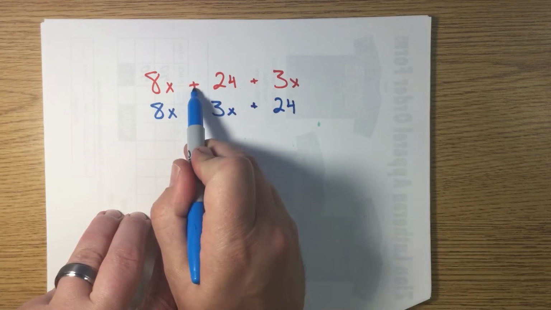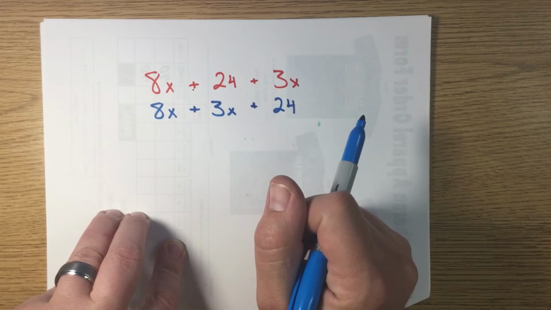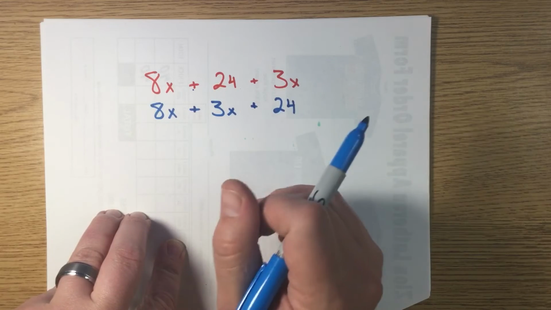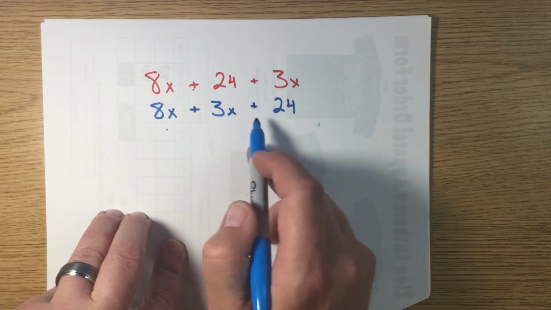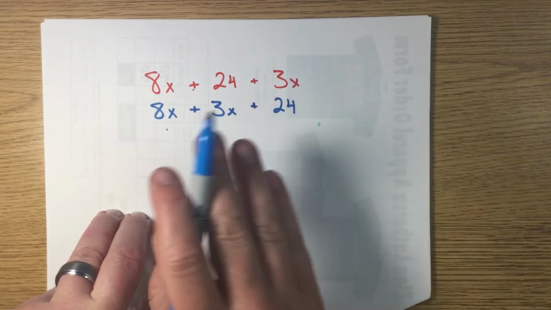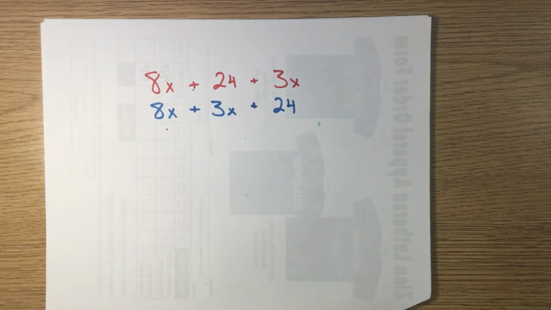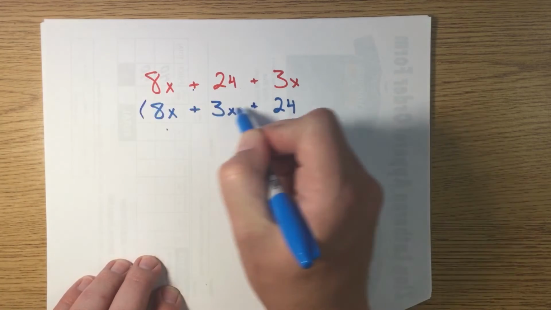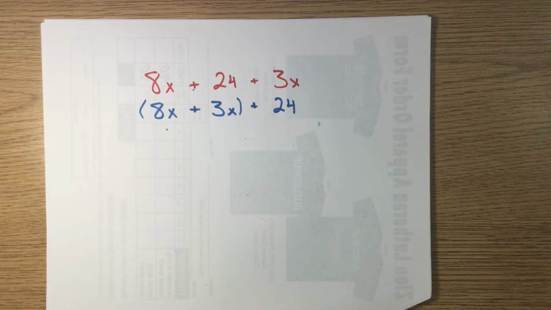Remember, the commutative property says with addition problems, it doesn't matter what order it's in. I can rearrange it if it's all addition. So 8x plus 3x plus 24 is the same thing as 8x plus 24 plus 3x. So the commutative property says that I can do this. And furthermore, the associative property would tell me to go ahead and combine those before you do anything else. Okay, so now how do I combine this?